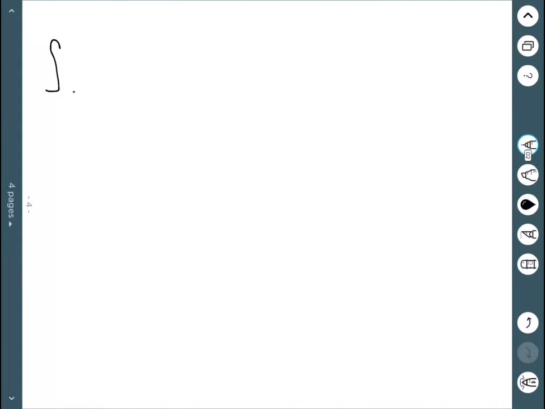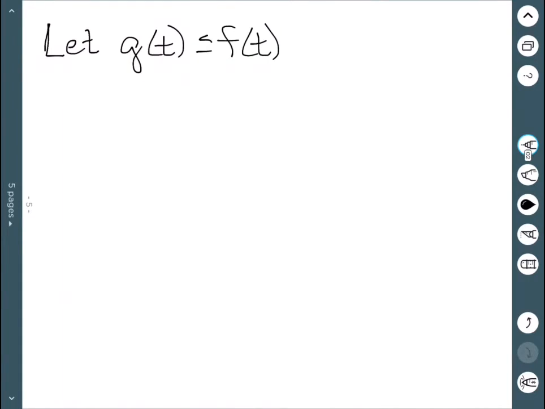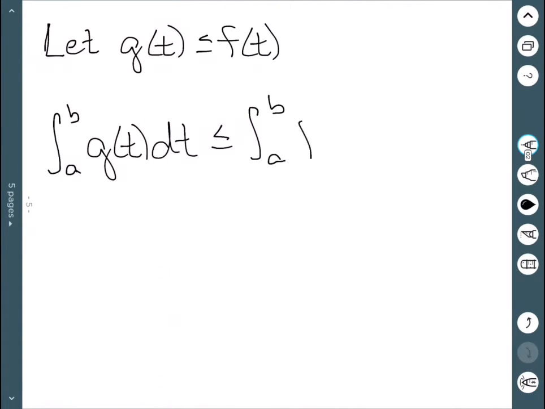Our next property, if we have the integral from a to b of beta times f of t dt, where beta is some number, then we can actually pull out the constant beta. So if we multiply the function by a constant, I can move it in or out of the integral. Next, let's suppose we have two functions, g and f. Then if I take the integral from a to b of g of t dt, it will always be less than or equal to the integral from a to b of f of t dt.